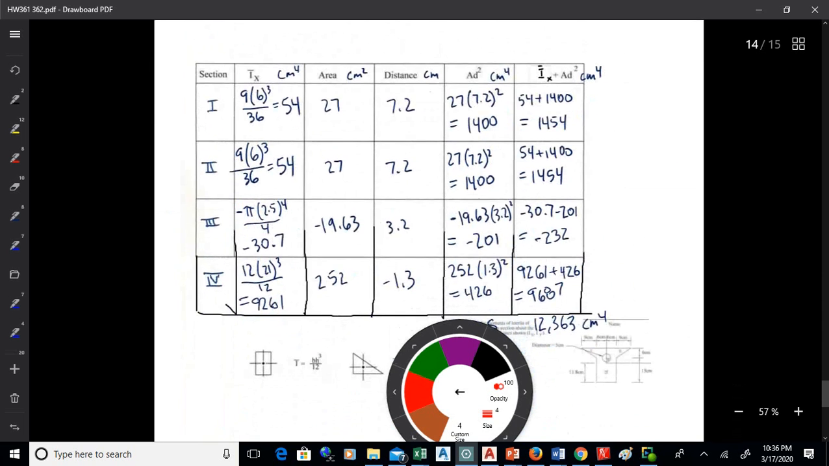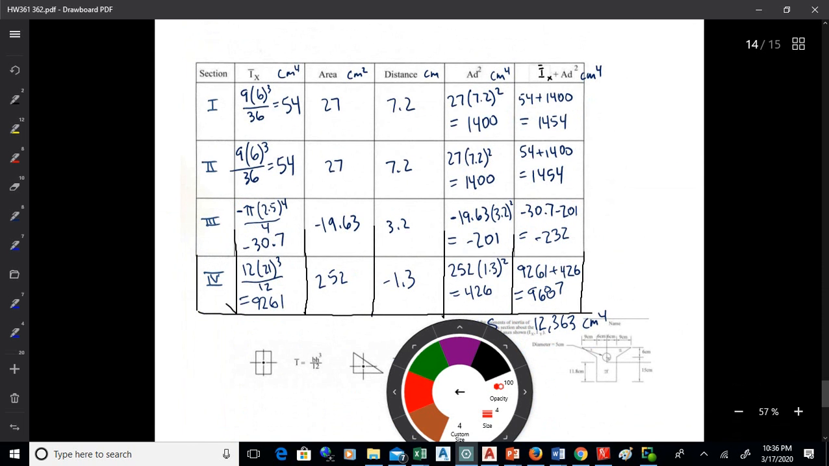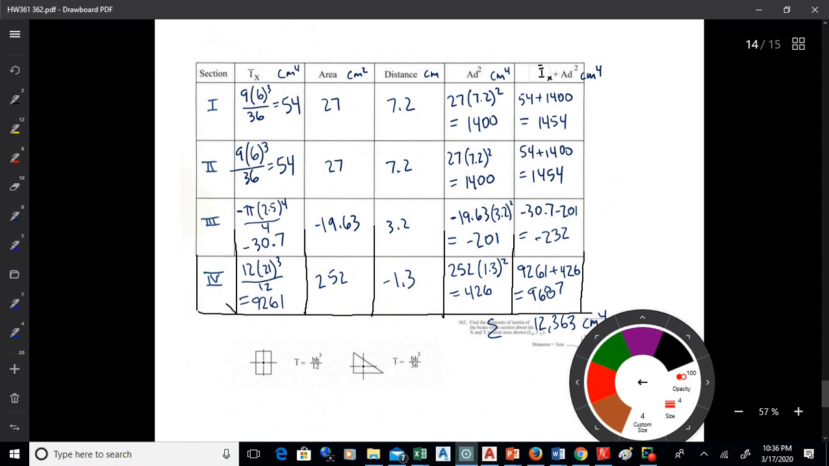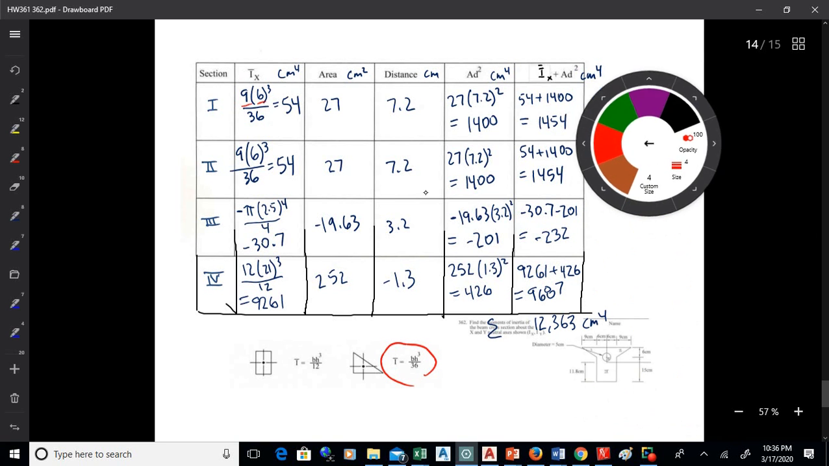All right, so we've got that information. We just put all that stuff in a big table here. I'm doing I sub x first. So I'm finding the moment of inertia of the two triangles about their own centroidal axis. That's bh cubed over 36. Base of 9, height of 6, for those triangles.